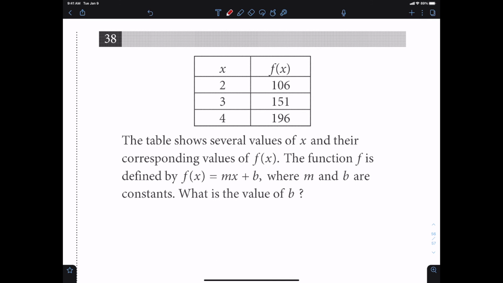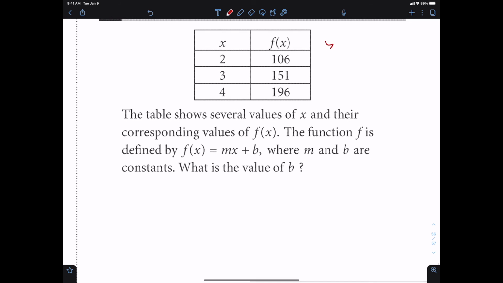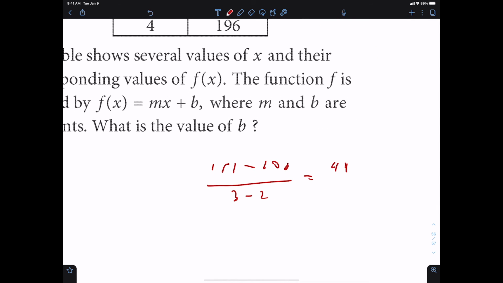The table above shows several values of x and their corresponding values of f of x. The function f is defined by f of x equals mx plus b. Remember your constants, what is the value of b? Remember, b is the y-intercept here, so we need to find the slope. So let's go ahead and use our y2 minus y1 over x2 minus x1 to find the slope. So 151 minus 106 over 3 minus 2. Let's plug that in my calculator. 151 minus 106, 44 over 1. So the slope is 44.